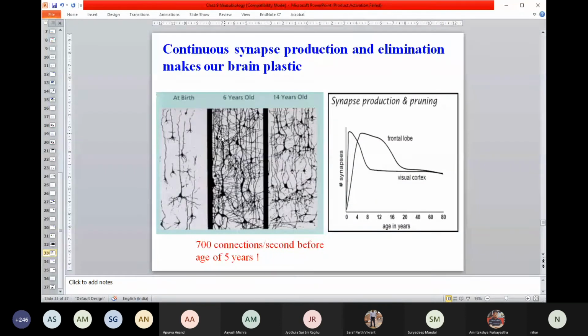So now if you roughly plot this synapse number, think of it like this. This is the frontal part and the back side of our brain. Look at your visual cortex. The number of connections stood up and then is going down.